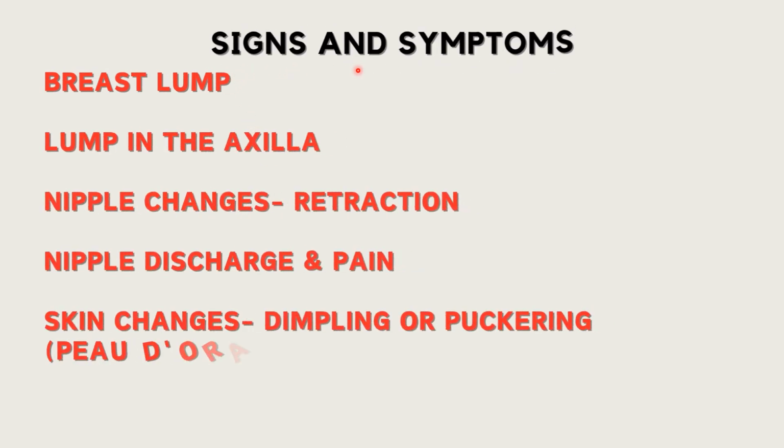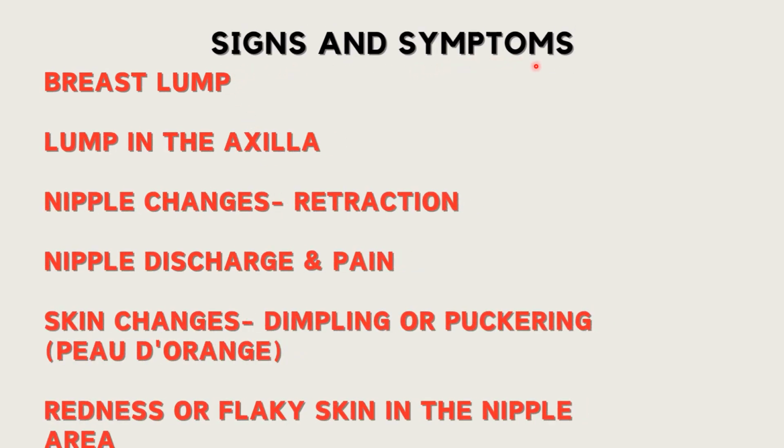Let us talk about the signs and symptoms of breast cancer. First on the list is breast lump, lump in the axilla, that is in the armpit. There could also be nipple changes. The nipple could be retracted. The woman may also experience nipple discharge and pain. The discharge could either be clear or bloody.